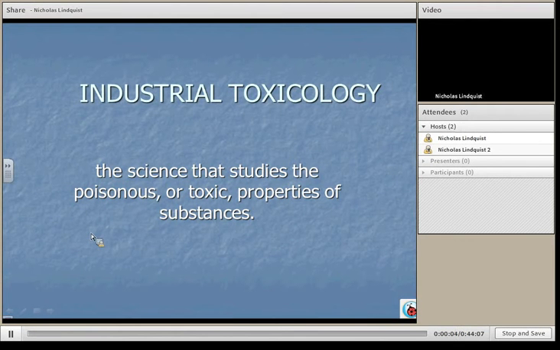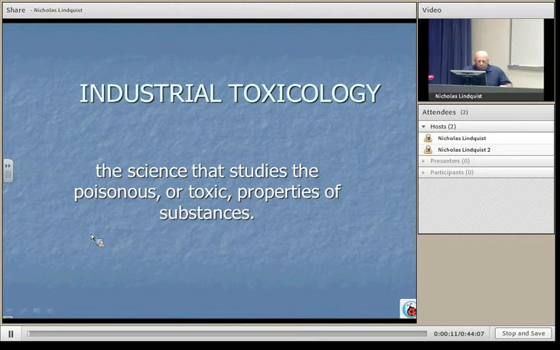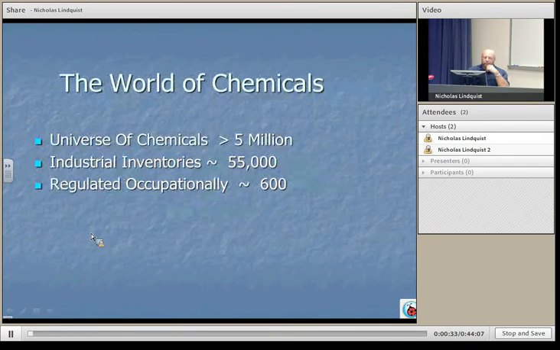All right. The next section we want to talk about is industrial toxicology. Basically, industrial toxicology is the science that studies the poisonous or toxic properties of a particular substance. In our world, we have millions of chemicals. From an industrial hygiene standpoint, in industry, you can have inventories of 50, 60,000 different chemicals. However, from an occupational standpoint, only about 600 chemicals are regulated and have any kind of toxic exposure data associated with them.